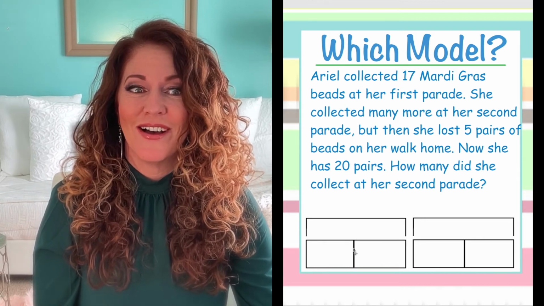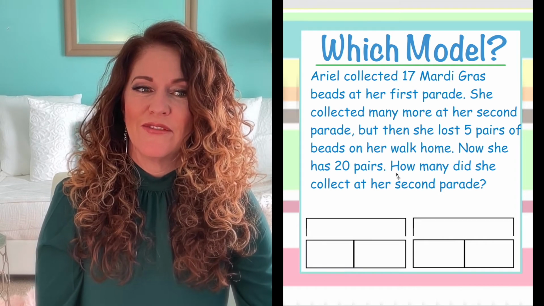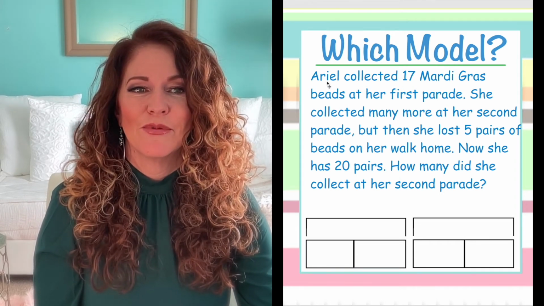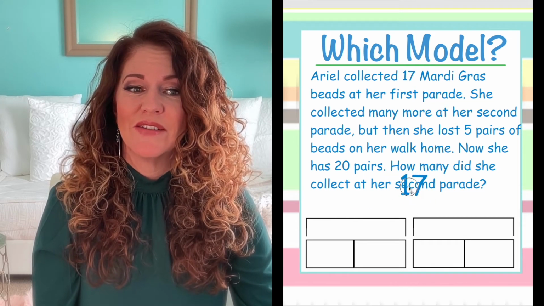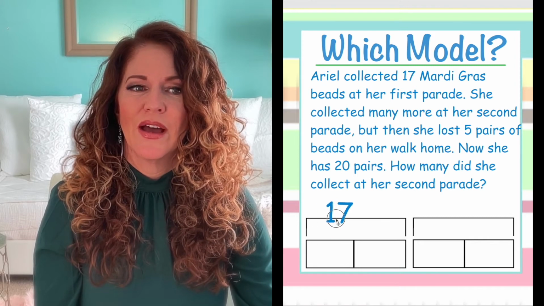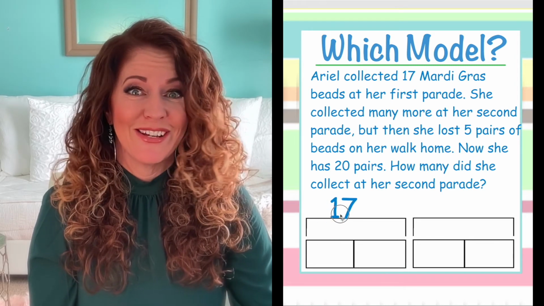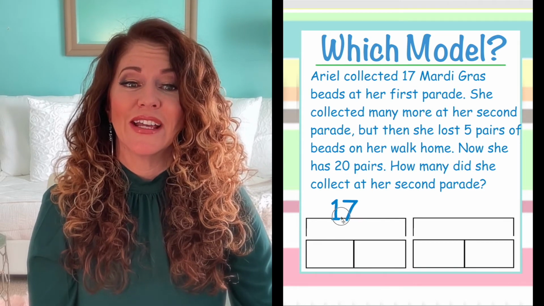Again, this one was tough. I went ahead and drew my lines because I know that each of these has 2 parts. And I'm going to go ahead and read. Ariel collected 17 at her first parade. So I've got my 17. I don't know yet where it belongs in my first box. I don't know if it's my part or my whole because I need to read my next sentence to find out. She collected even more at her second parade.